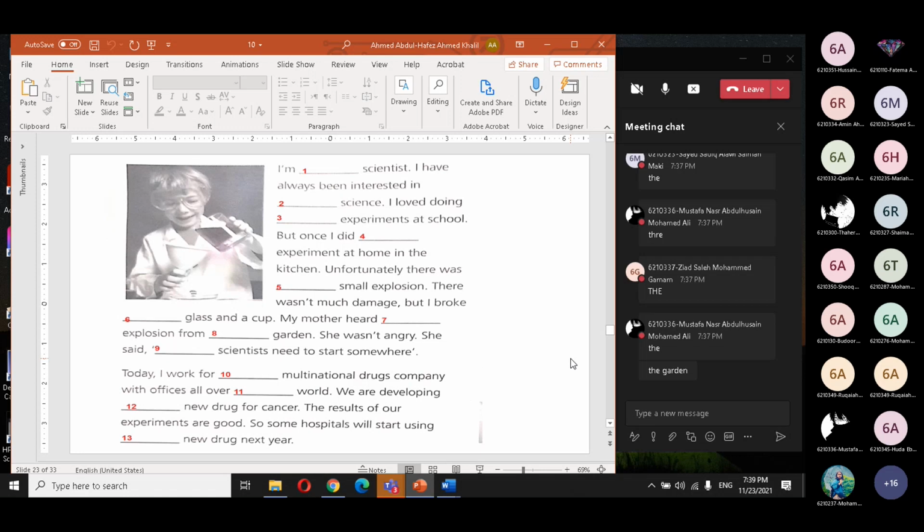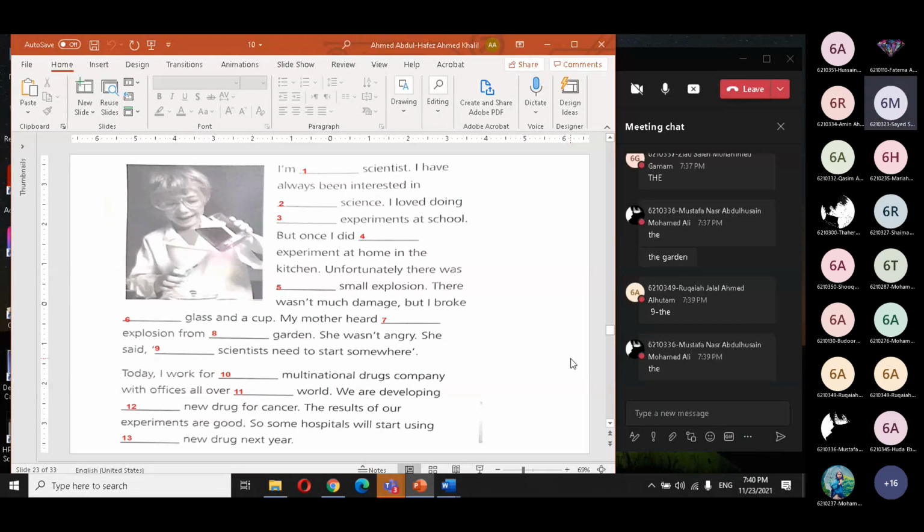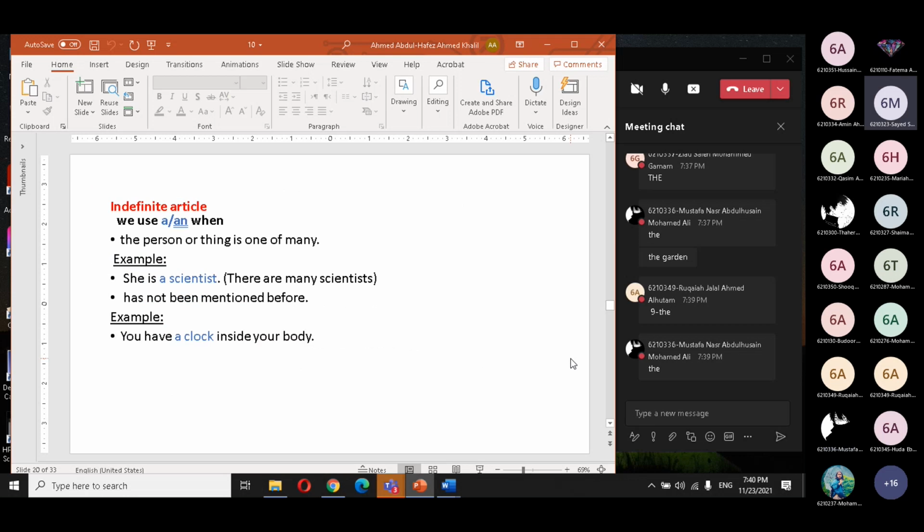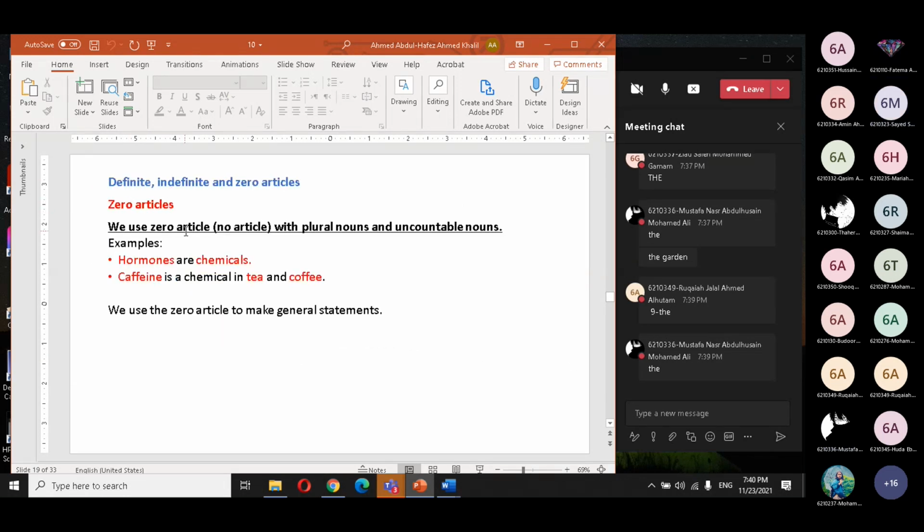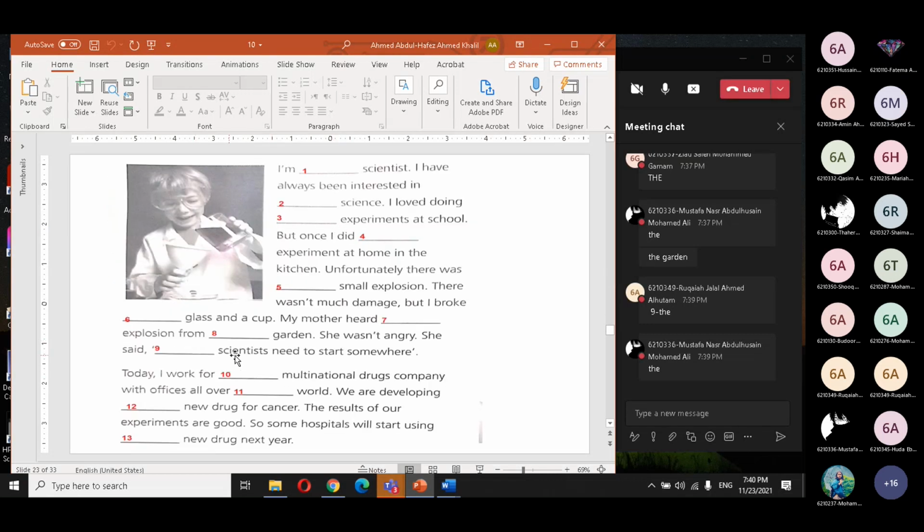She said scientists. Number 9. I remind you again: we use zero article with what? We use zero article with two things, plural and uncountable nouns. Here scientists, singular or plural? Plural. So here zero article, nothing. She said scientists need to start somewhere.